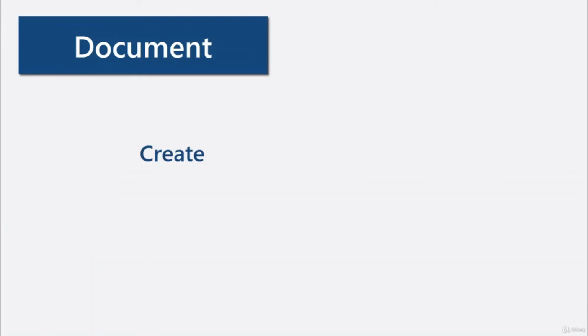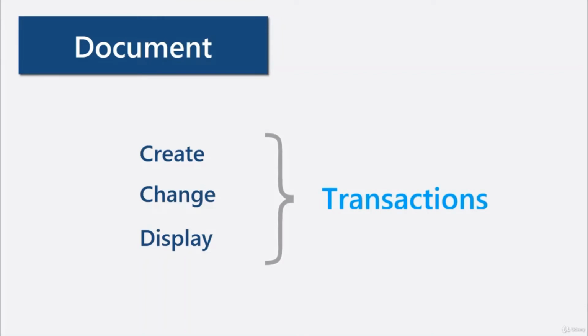Documents are created, changed, or displayed. For each option, a different transaction is provided. The last number in the T code indicates what the transaction can be used for. 1 stands for create, 2 for change, and 3 for display.